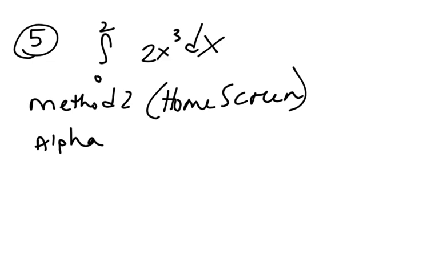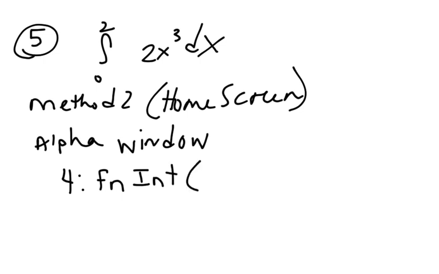You're going to hit the green alpha button, and after you hit the green alpha button, you're going to hit the window button. That's going to pull up a menu, and you are going to choose number 4, which has FNINT parentheses. That stands for function integral.